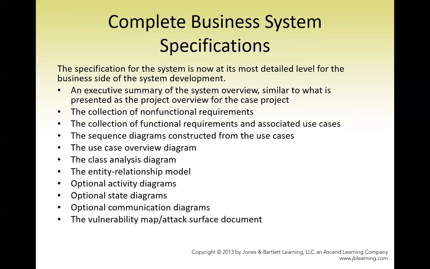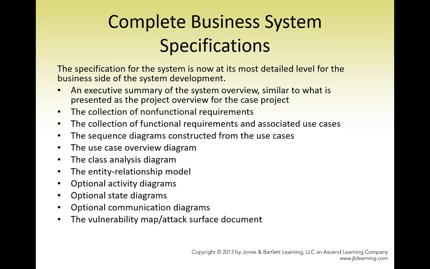Complete business system specification. The specification for the system is now at its most detailed level for the business side of the system development. We have an executive summary of the system overview, similar to what is presented as the project overview for the case project, the collection of non-functional requirements, the collection of functional requirements and associated use cases, the sequence diagrams constructed from the use cases, the use case overview diagram, the class analysis diagram, and the entity relation model.